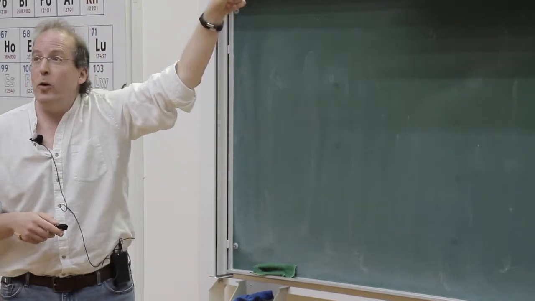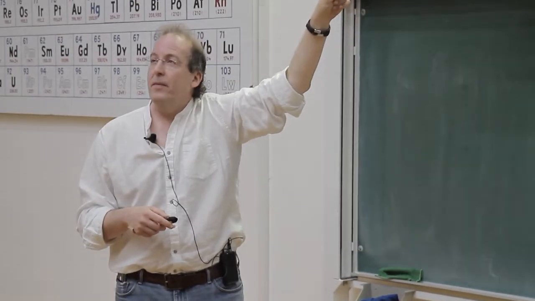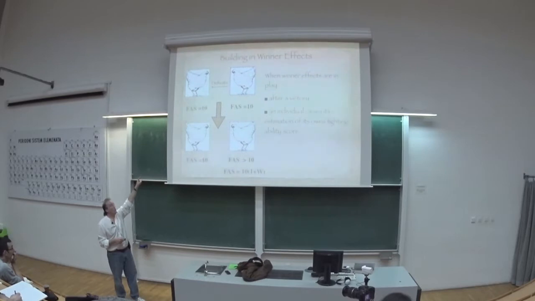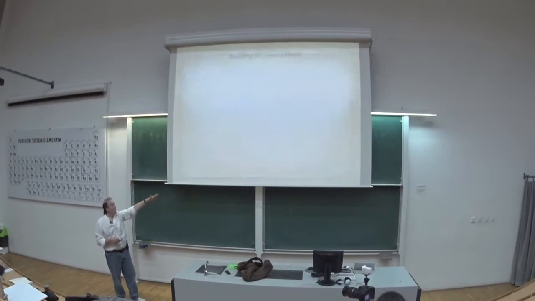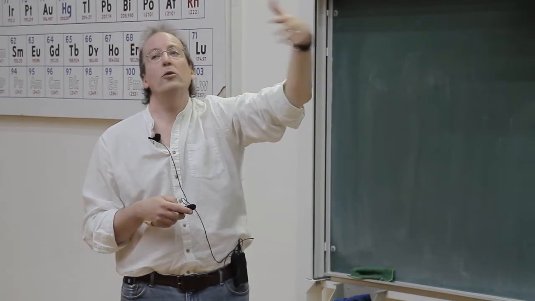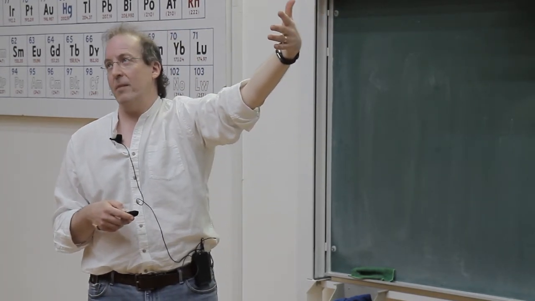Now, if only winner effects are on, then the loser, the green animal here, does not change its estimation of itself. Because if only winner effects are in play, then only the winner changes its estimation of itself. If I build a model where I only turn on loser effects, then after a loss, you lower your estimate of your own fighting abilities.